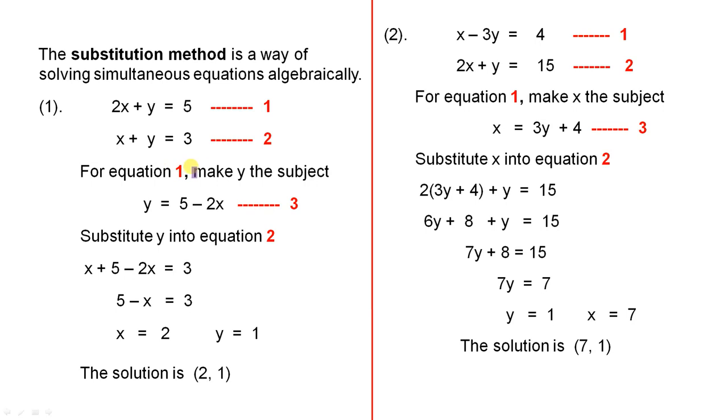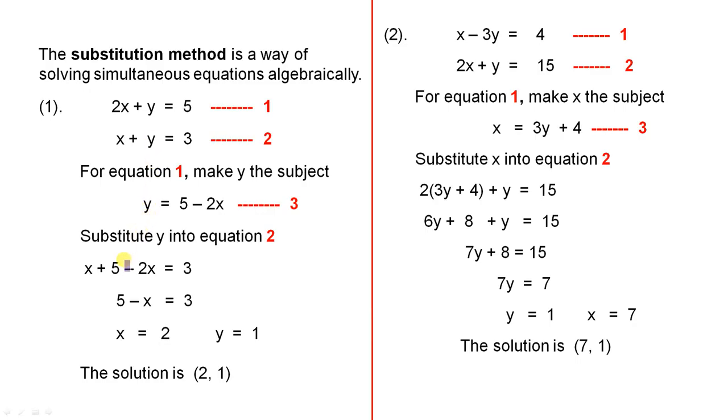For equation 1, make y the subject. So if we make y the subject of this equation, we have y equals 5 minus 2x. We call that equation 3. Now substitute y into equation 2. So we substitute 5 minus 2x for y in equation 2.